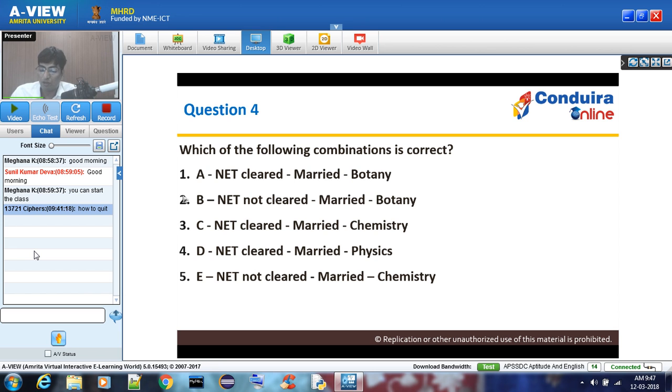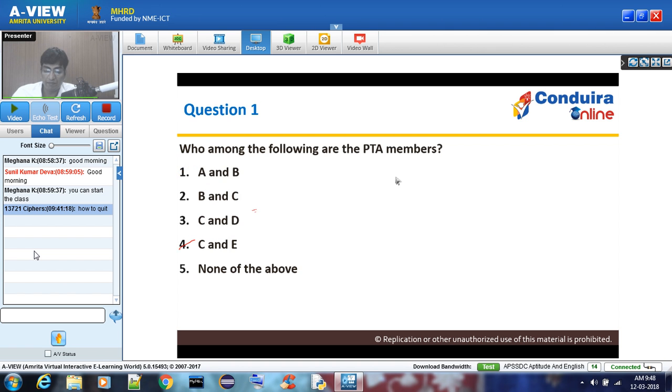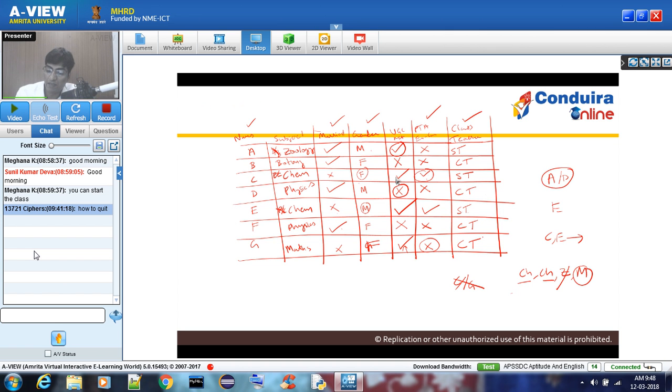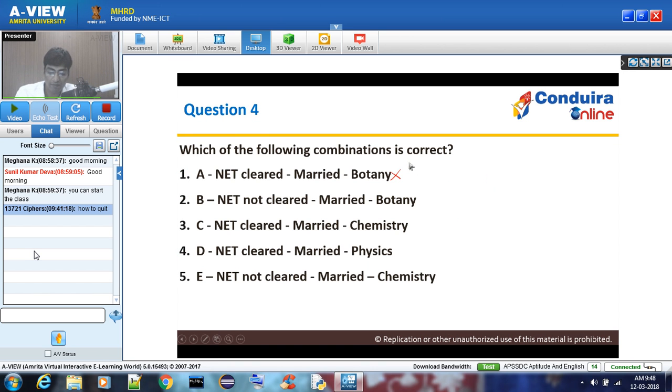Which of the following combinations is correct? A is actually from zoology, we remember, so this is wrong. B, botany is correct. Married and net not clear. Let's check. B is married, net not clear. So B should be right. B, net not cleared, married, and botany.